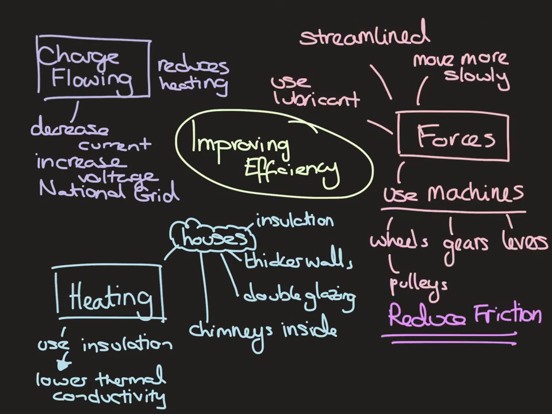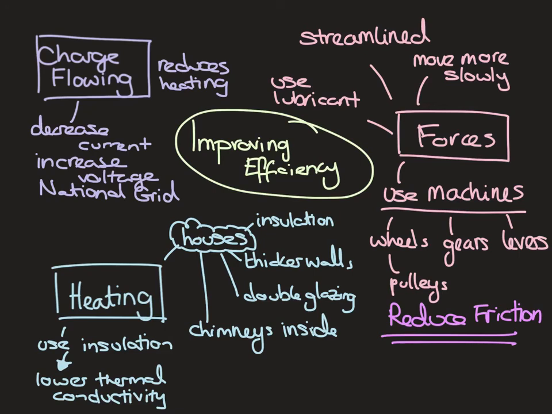And then finally, if we're looking at energy transferred or work done via a force, we're trying to do two main things here. We're trying to reduce heating by friction, and we're going to use machines. Those two things will increase efficiency. So let's look at some more specific examples. If we're trying to reduce energy wasted by friction, we can move more slowly. We can make sure that vehicles are streamlined, and we can use lubricants to reduce friction.